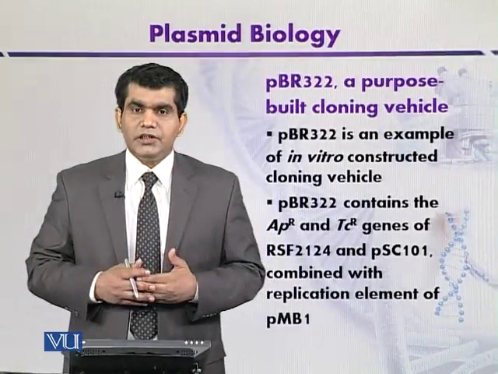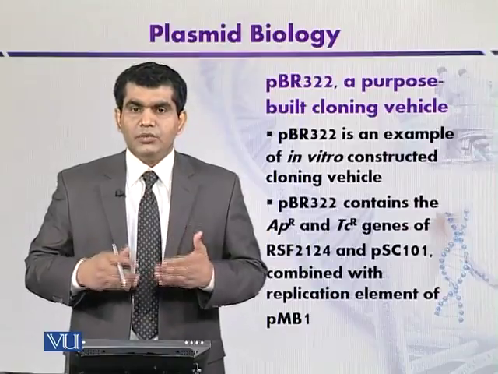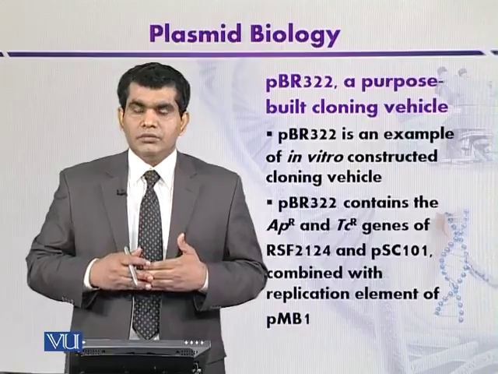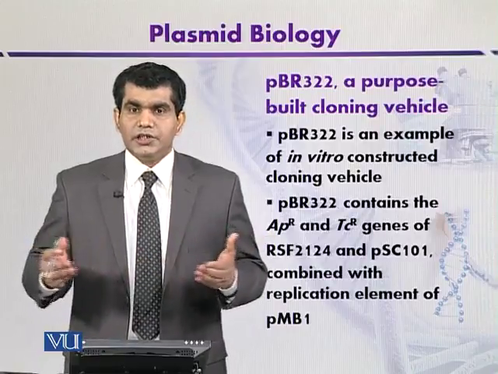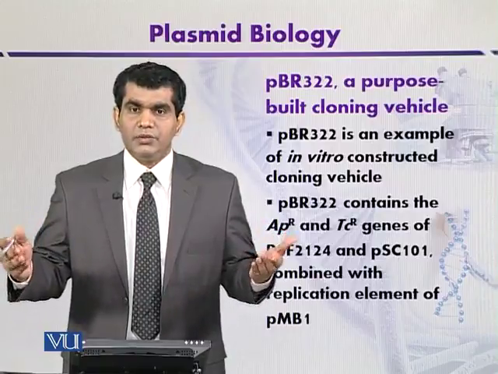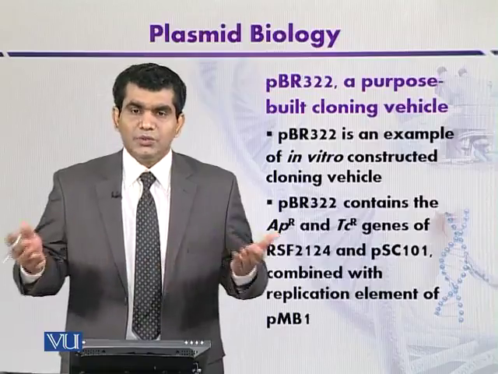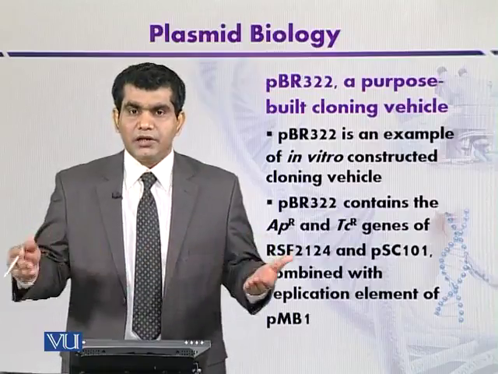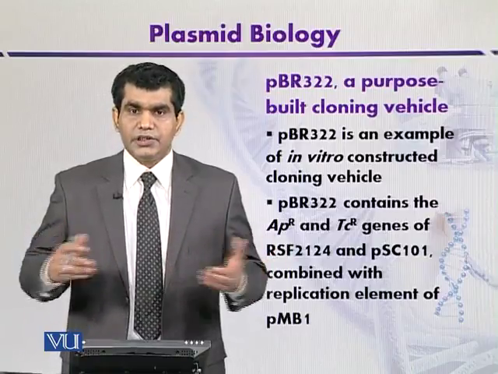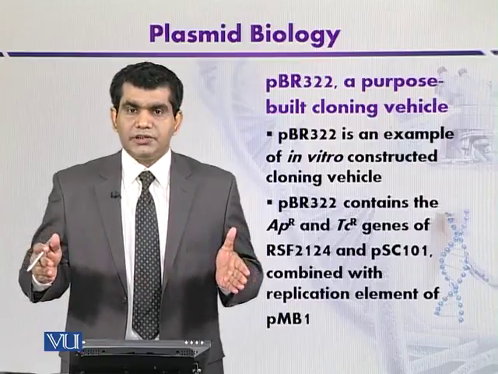Now we have the idea that natural plasmids can be used for DNA cloning. Why? Because they contain single restriction sites for different types of endonucleases. Additionally, they also contain selectable markers like the genes for antibiotic resistance. But they have certain limitations.